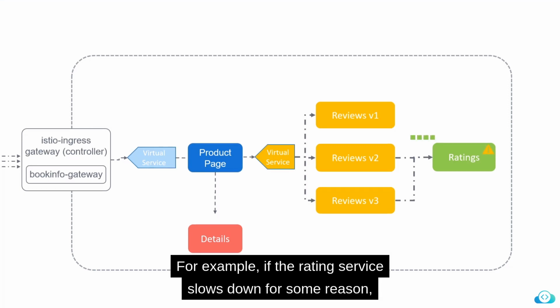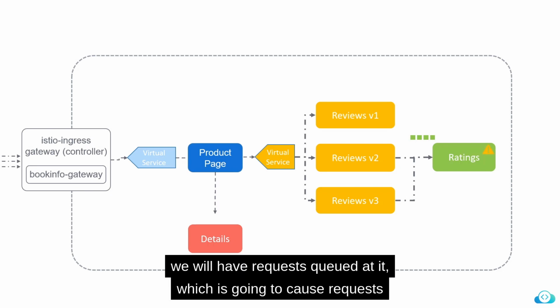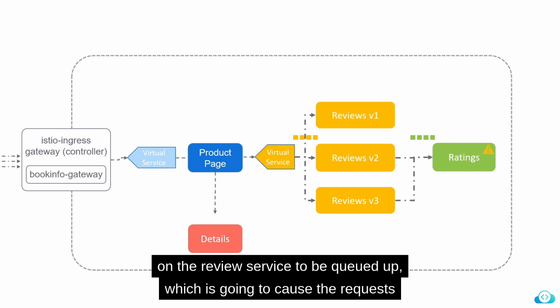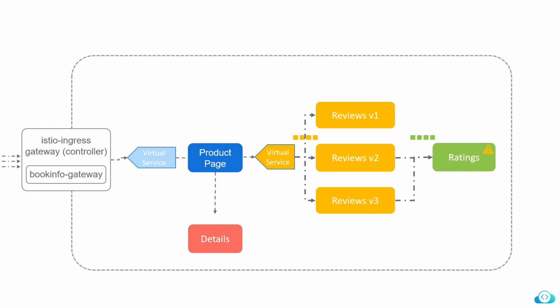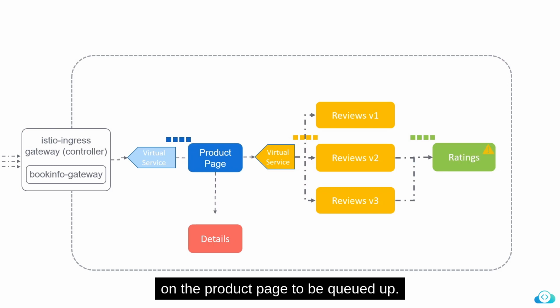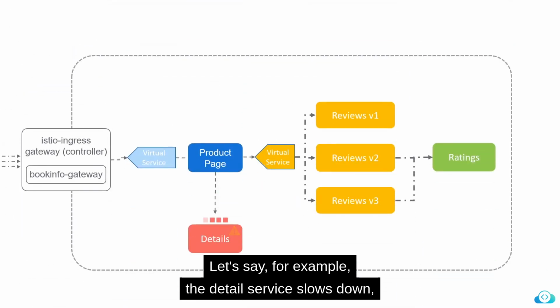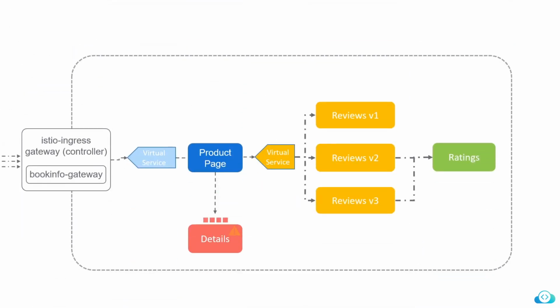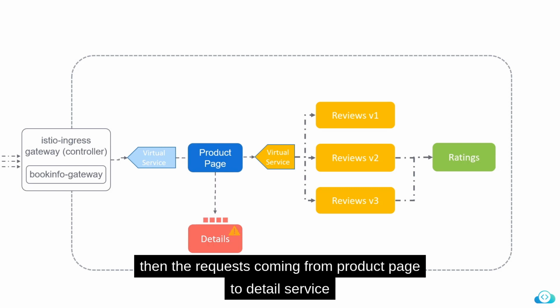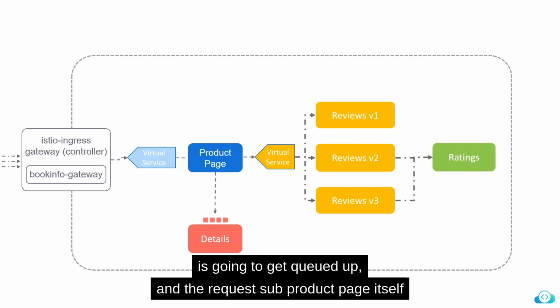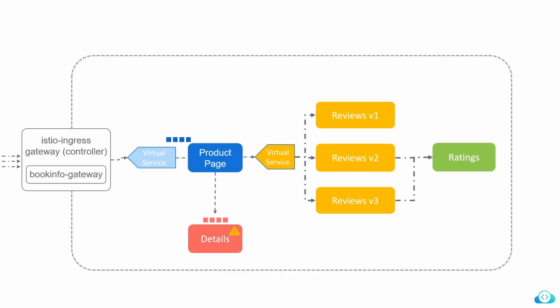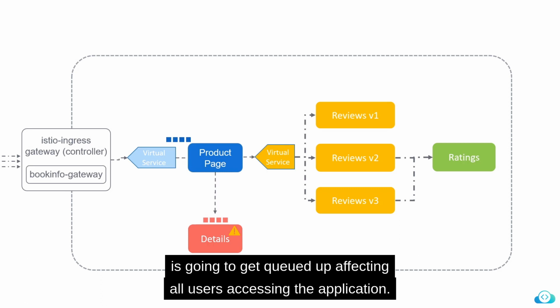For example, if the rating service slows down for some reason, we will have requests queued at it, which is going to cause requests on the review service to be queued up, which is going to cause the requests on the product page to be queued up. So, let's say, for example, the details service slows down. Then the requests coming from product page to details service are going to get queued up, and the requests to product page itself are going to get queued up, affecting all users accessing the application.